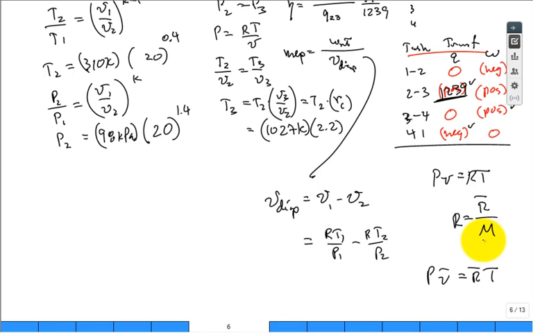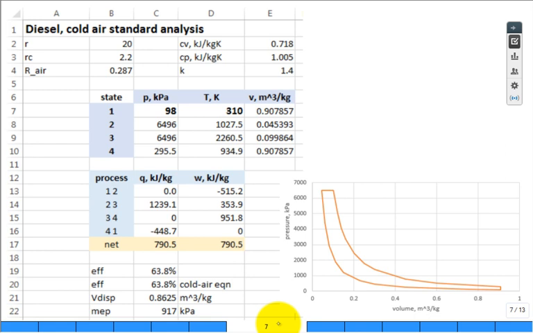Okay. So that finishes that problem. Here is some of the numbers. If you do all the calculations and then you just use our simple cold air analysis equation for the thermal efficiency of a diesel cycle with a given k and a given r and a given r_c, you'll get the same answer.